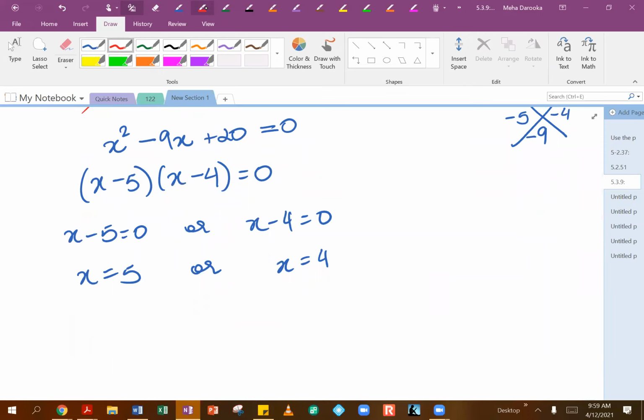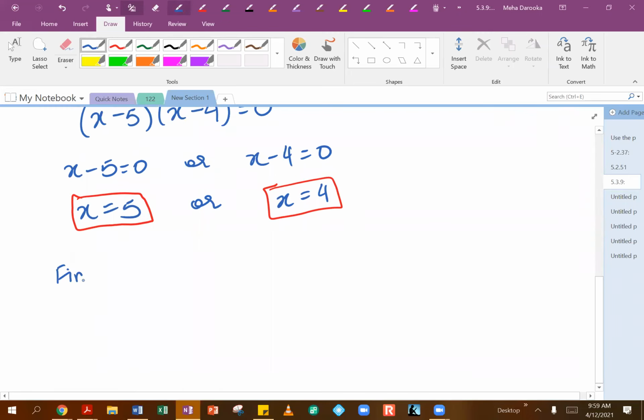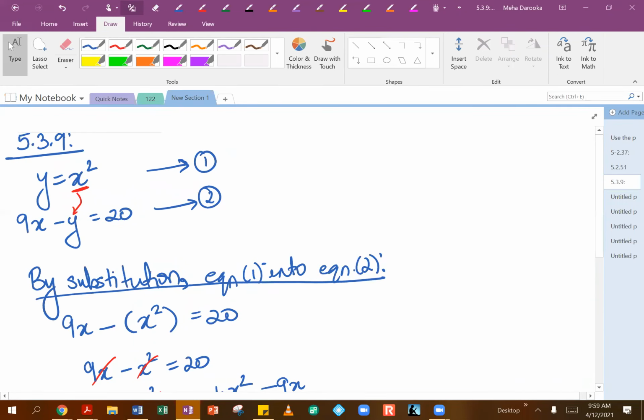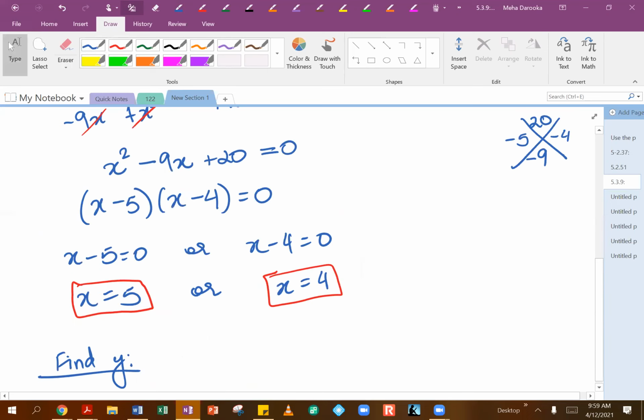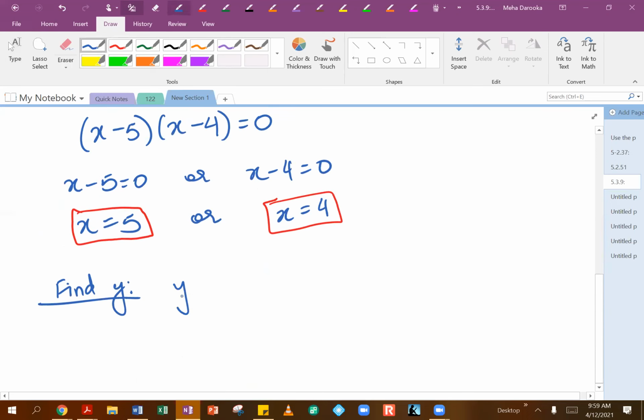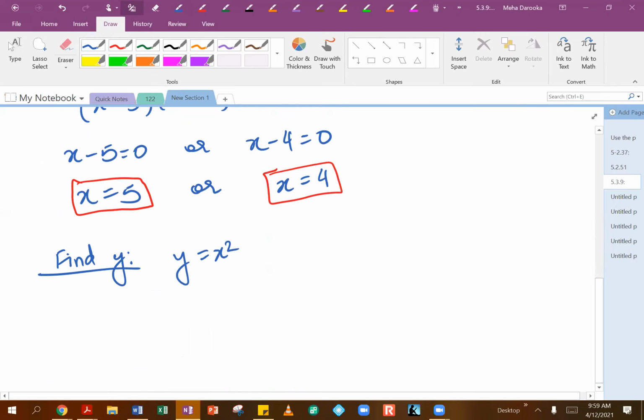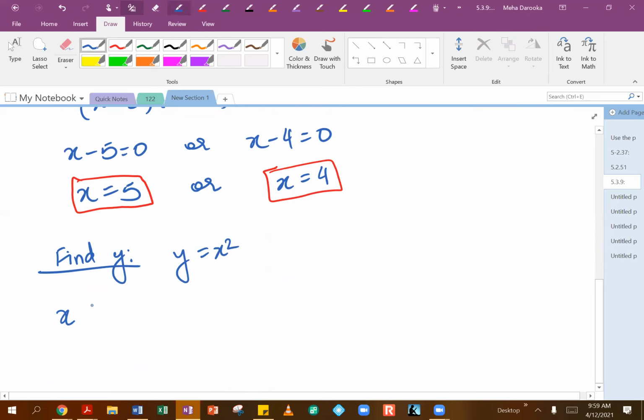Now that we have our x values, we just need to find their ordered pairs by finding the y value. You can use either of the two equations to find the y value. I'm just going to use equation 1 because it's pretty straightforward: y = x². So let's do the first point, x = 5. What is your y value going to come out to be for x = 5?